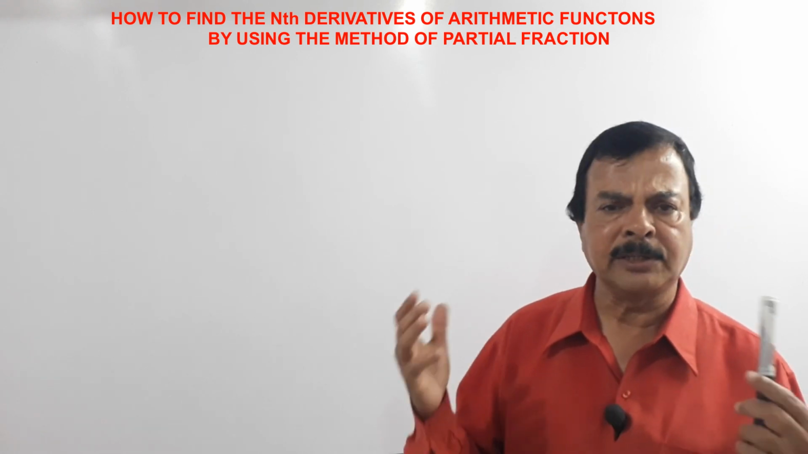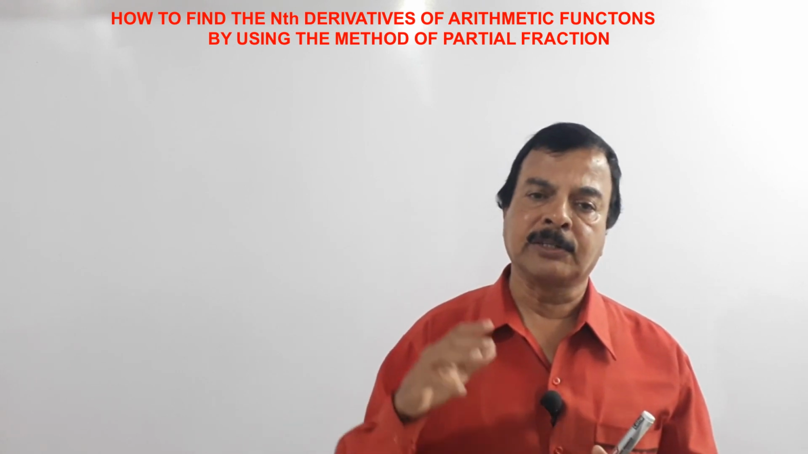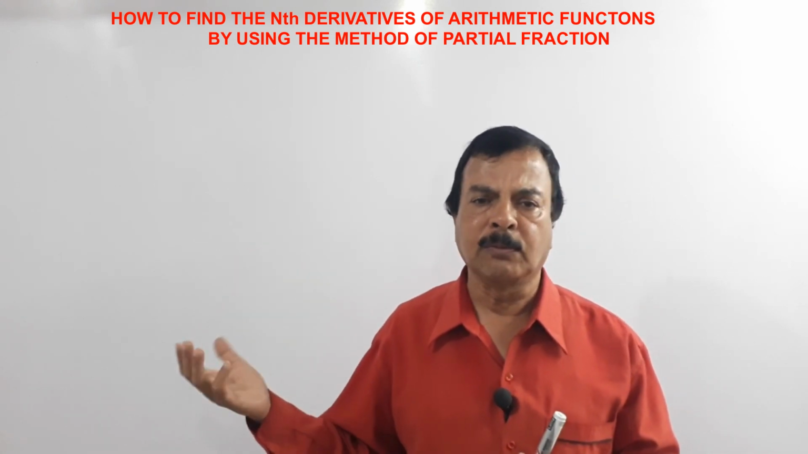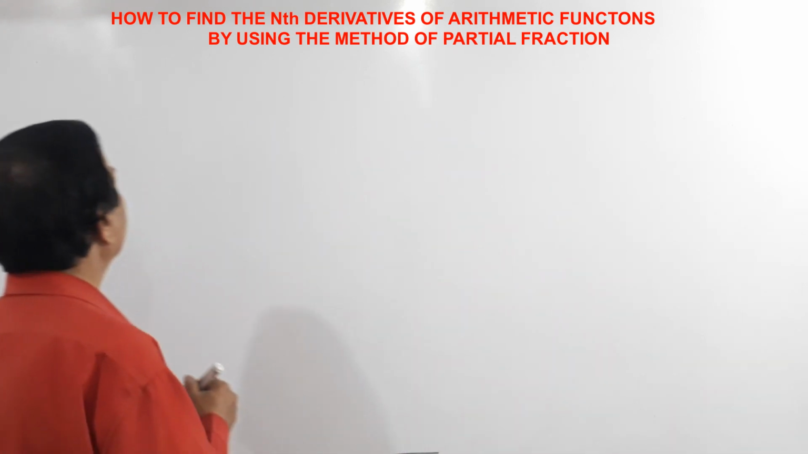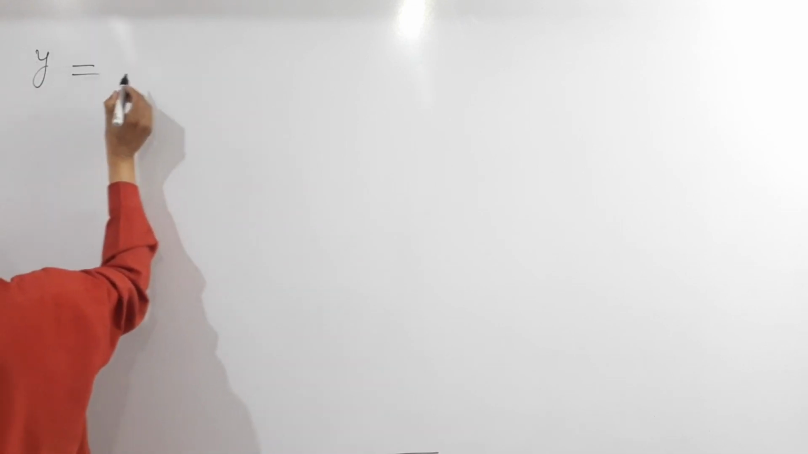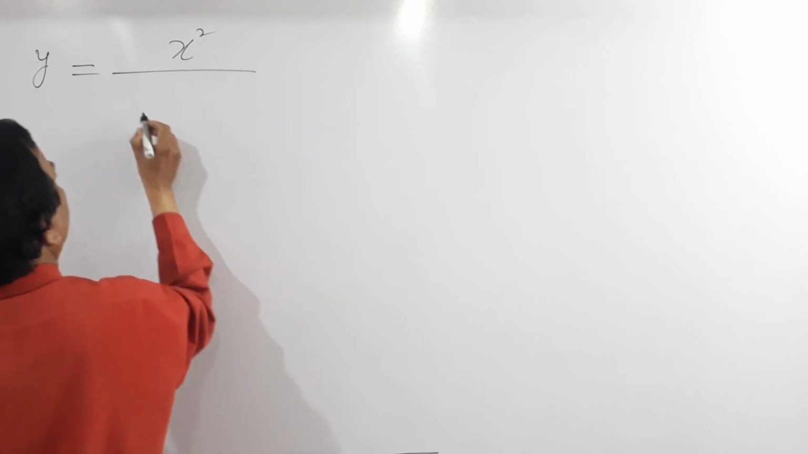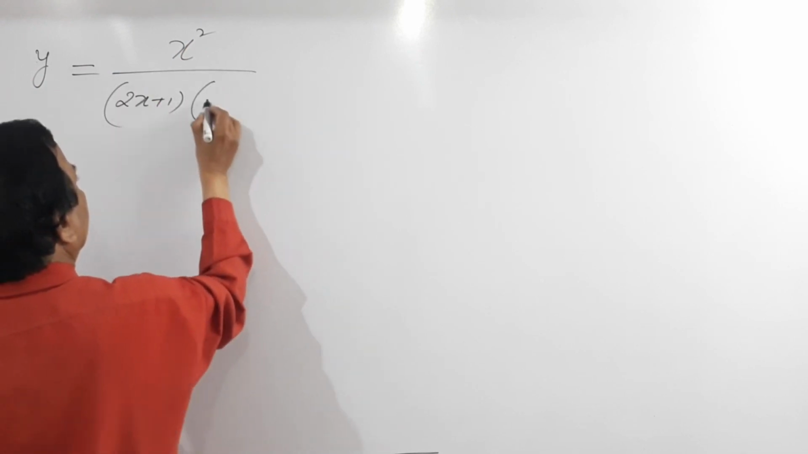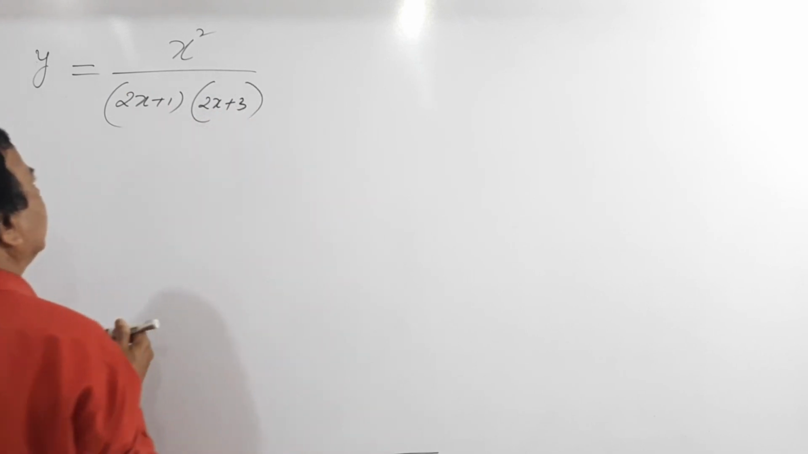The remaining thing is the same. Once you convert this improper fraction into a proper fraction, the rest of the method is the same. So 1 or 2 problems is sufficient. We'll do this. I'll take a problem here, that is y equals x square by (2x plus 1) into (2x plus 3).